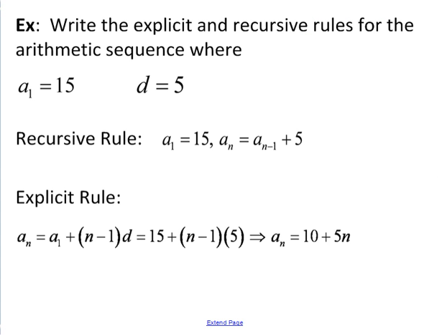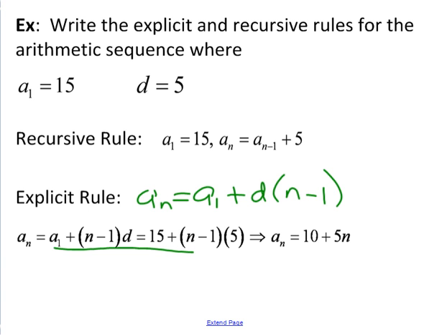Okay, write the explicit and recursive rules for the arithmetic sequence. Well, explicit rule, we remember how to do that. That was that a sub n is equal to the first term plus d, the common difference, times n minus 1. For some reason, the person that made these notes switched the order of these two, but it's the same thing.